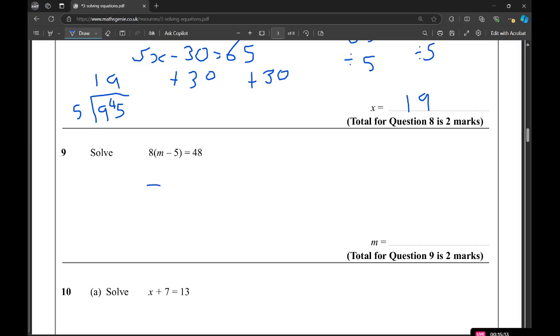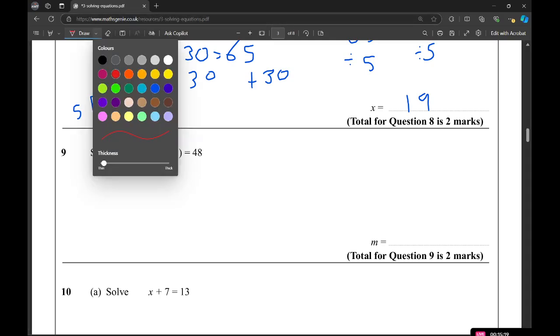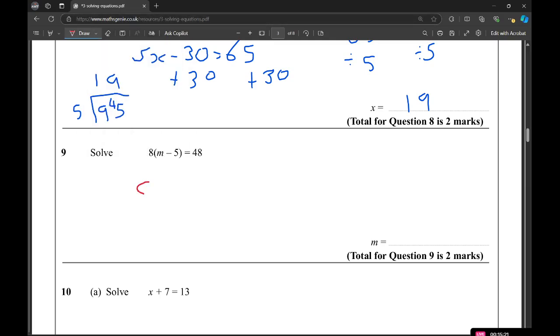We have 8m. Oops, sorry guys, that's my fault. Let's just make it into red. We have 8m minus 40. Sorry guys, this new pad is being quite funny. That is equal to 48.